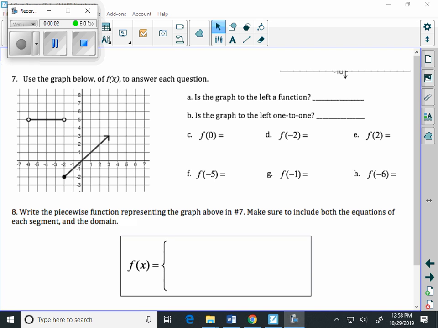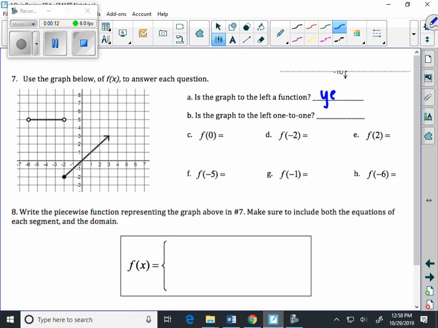Use the graph below of f of x to answer each question. First of all, is the graph to the left a function? And the answer is yes. Remember that one of the ways to check is to see if it passes the vertical line test. And some people might be thinking, well, it doesn't pass the vertical line test here.